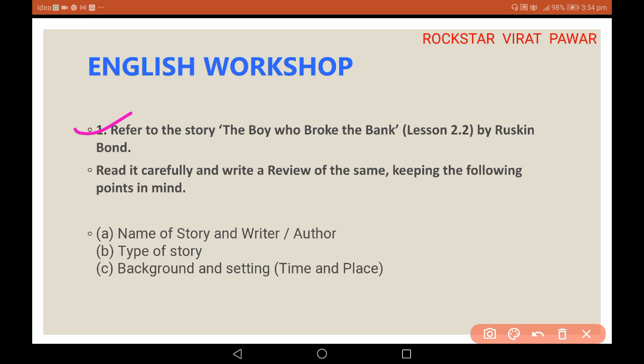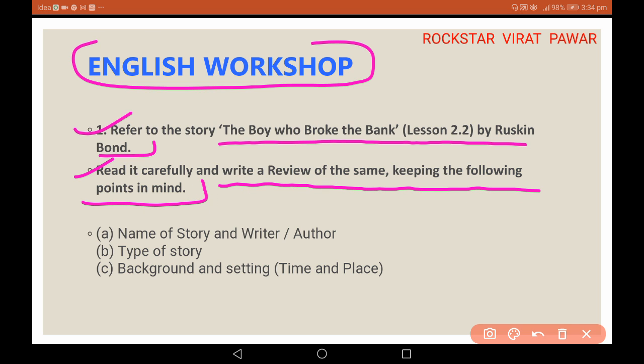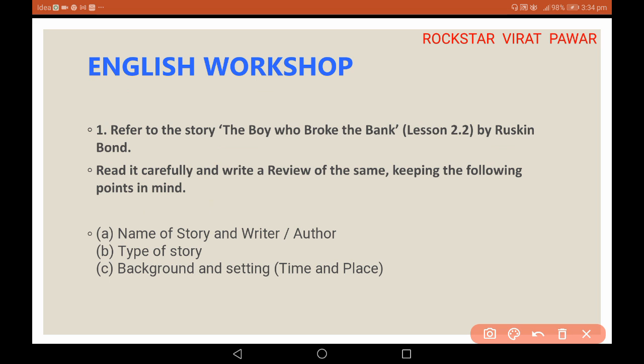Now we will solve the English workshop section. The first question is: refer to the story The Boy Who Broke the Bank, lesson 2.2 by Ruskin Bond. Read it carefully and write a review of the same, keeping the following points in mind. The points are the name of the story and the author.